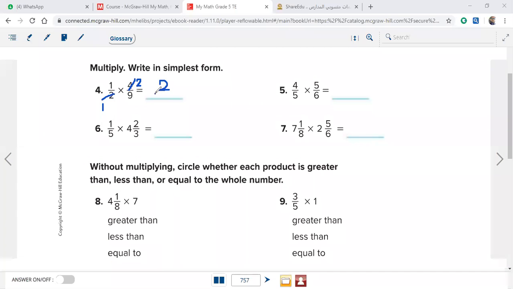Out of, and then multiply the denominators: 1 times by 9, which is 9. Okay? Okay. Number 5. 4 out of 5 times by 5 out of 6.